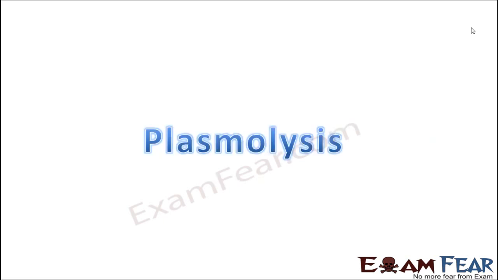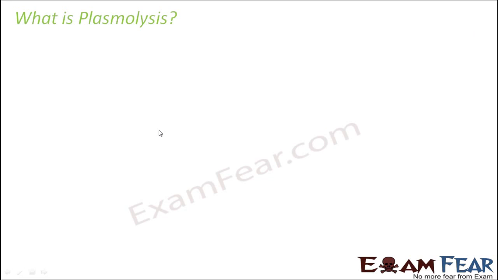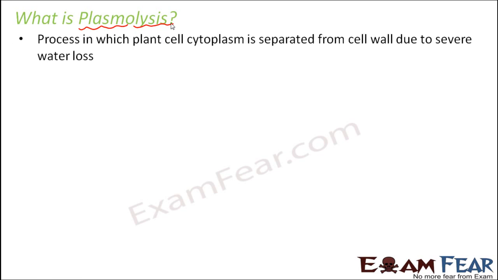Now we will talk about the next mechanism or the next process for short distance transport of water, that is plasmolysis. So let us see what is plasmolysis. The term is derived from plasma. Plasma is something related to the cytoplasm and lysis means to break down, to cut down. So let us see what is plasmolysis. It is the process in which the plant cell cytoplasm is separated from cell wall due to severe water loss.